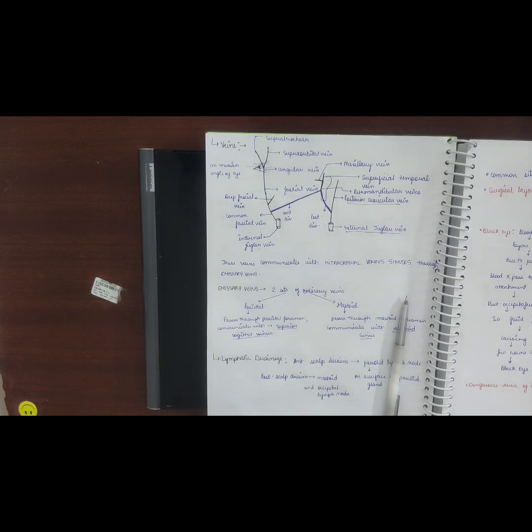Right. Then we have maxillary vein, then superficial temporal vein. It is forming retromandibular vein. Retromandibular vein is giving two branches, anterior division and posterior division. Posterior division is combining with posterior auricular vein, okay, and it is draining into external jugular vein.